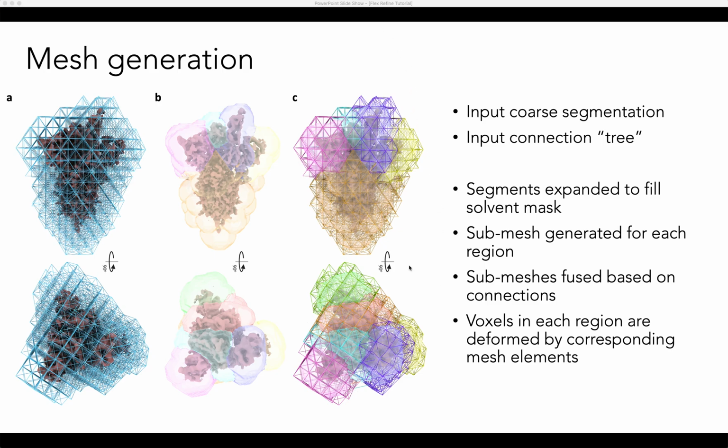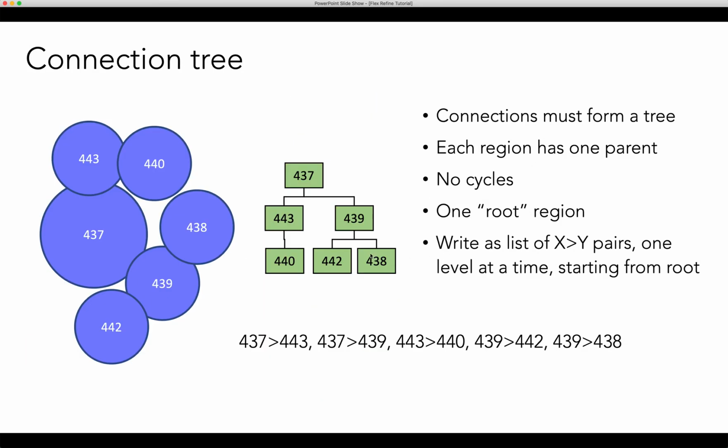Digging a little deeper into the concept of the connection tree, I'll show a quick diagram of what this means. Imagine we have a protein density where we'd like to cut up the protein into parts so that boundaries between domains that are close together but not actually touching are separated, and boundaries between elements or regions that are actually continuous density are preserved.